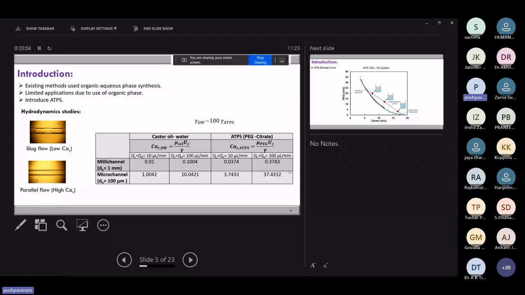Basically, I'm trying to show that the fundamentals are very important when you're doing these kinds of flow problems. In organic-aqueous systems, the surface tension is high, and it is easy to get slug flow in a microchannel. But in an aqueous two-phase system, surface tension is very low, and you can only get parallel flow. But if you go to millifluidics, you will also have a very well-defined hydrodynamics. You will get slug flow with internal circulations, and you will get this kind of behavior.